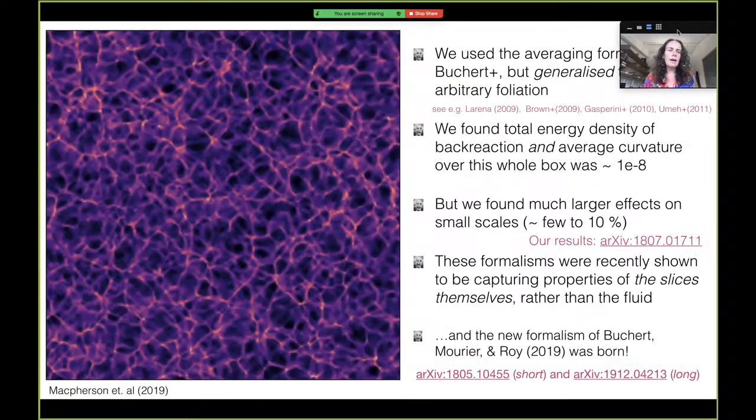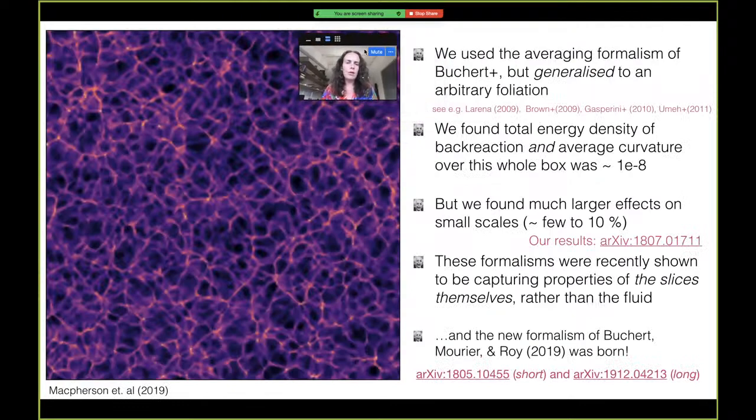So a little summary of again what we've done, which Daniel told us about, is we use this averaging formalism of Buchert, generalized to an arbitrary foliation. So these kind of non-co-moving gauges that we need for our simulations. And basically what we found was that when we calculate averages over this whole domain, so over our entire periodic domain, we found the total contribution of back reaction and average curvature was really, really tiny, about 10 to the minus 8. However, we did find much larger effects on small scales.